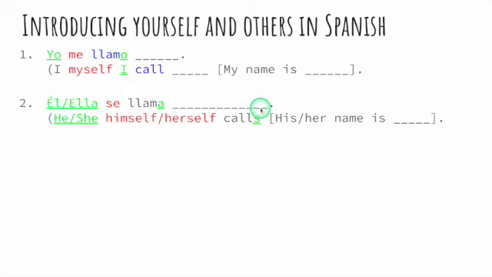All right, so: yo me llamo Señor Ricks. Él se llama Bob. His name is Bob. Ella se llama Susana. Her name is Susana. She calls herself Susana.